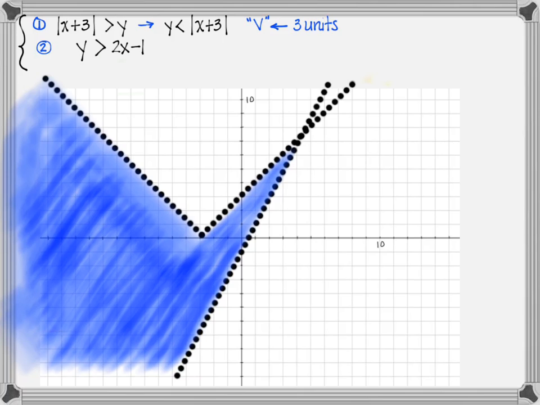This is our final answer here, showing that in this area, any x and y coordinate would be true, would give a true statement for both of those two inequalities.